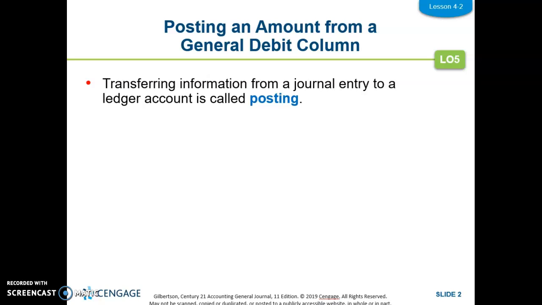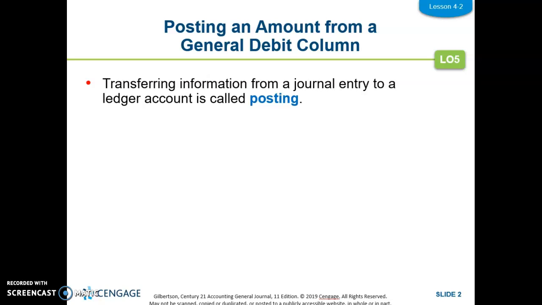Posting sorts journal entries so that all debits and credits affecting each account are brought together. For example, all changes to cash are brought together in the cash account. Amounts in general entries are recorded in either general amount columns or special amount columns.